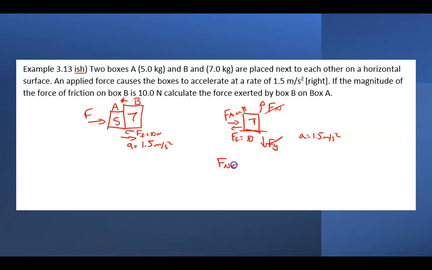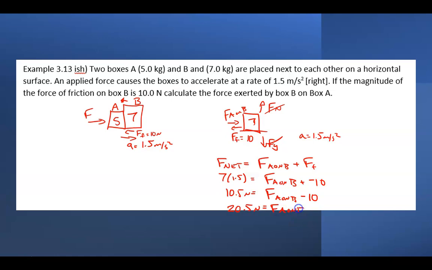So what we can say is that the net force is equal to the force of A onto B plus the force of friction. This net force, 7 multiplied by 1.5, is equal to the force A onto B plus negative 10. Now this gets you 10.5 newtons is equal to the force A on B minus 10, or 20.5 newtons is equal to the force A onto B.